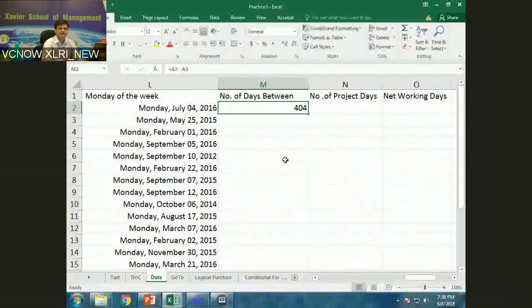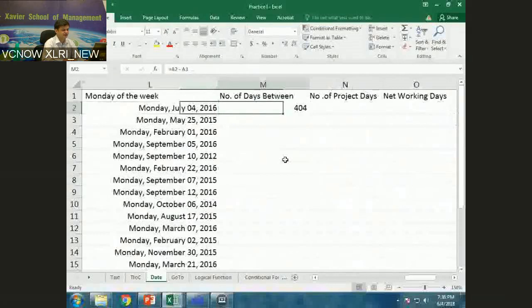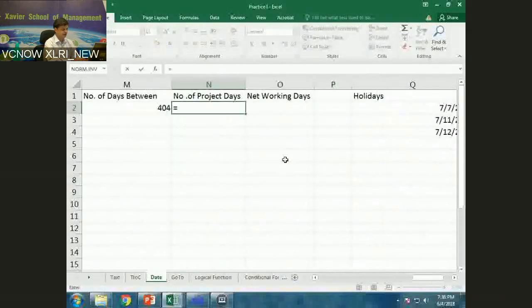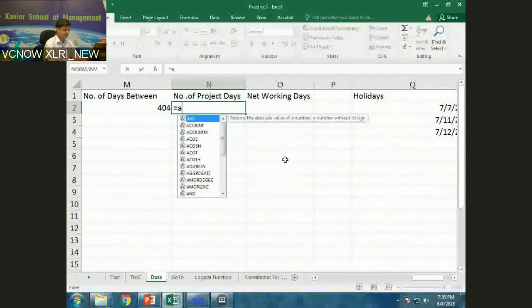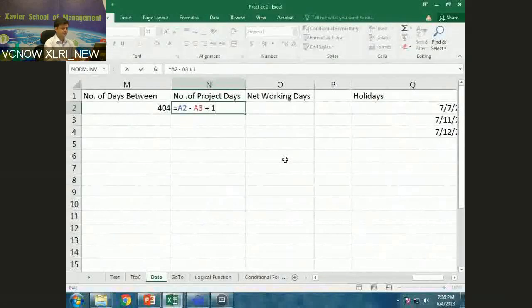Now, number of project days. Not a big deal here, of course, but the only reason I've kept it is because sometimes we forget. With project days, sometimes we just do A2 minus A3 and let it go. That's not quite correct, because it's A2 minus A3 plus 1. So if you started from the 3rd and worked till the 7th, you have actually worked for 5 days and not 4 days. If you do 7 minus 3, you'll get 4. So sometimes we just forget it. Just to remind you that you've got to add that plus 1.